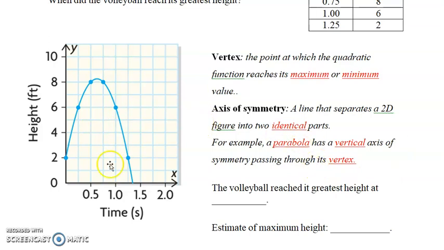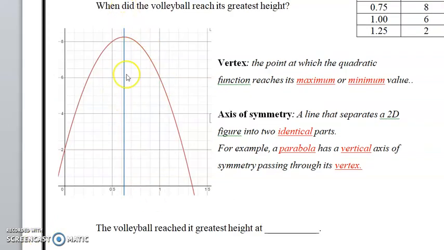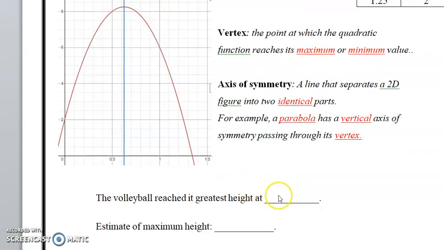So I'm going to draw that. I'm going to draw this curve and show you this on the Desmos program. So I've replaced that graph with the axis of symmetry. Axis of symmetry is a vertical line that passes through the parabola right at the vertex. The vertex is up here. Okay. So the volleyball reached it.